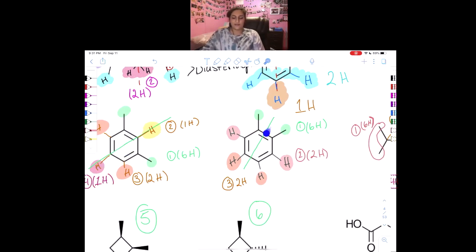It's perfectly split. So these two green methyls will be exactly the same. That's signal number 1. These two red hydrogens are going to be number 2. And then these two orange hydrogens will be signal number 3. So there are 3 hydrogen signals.